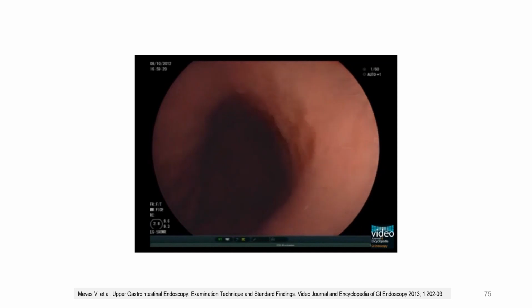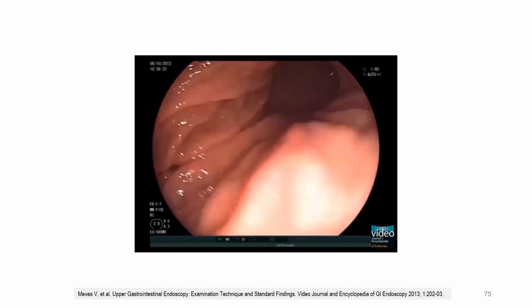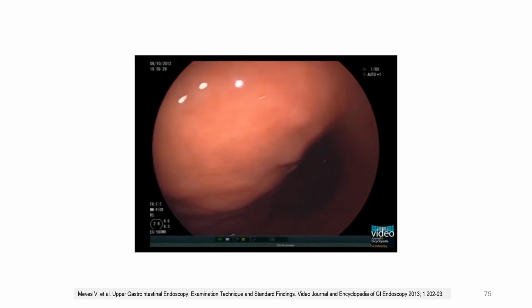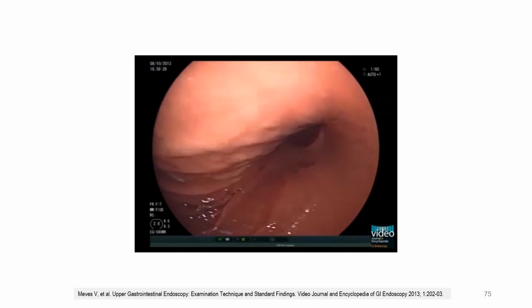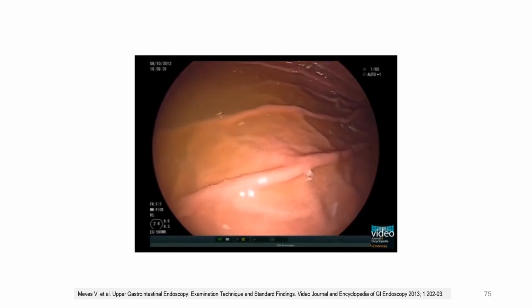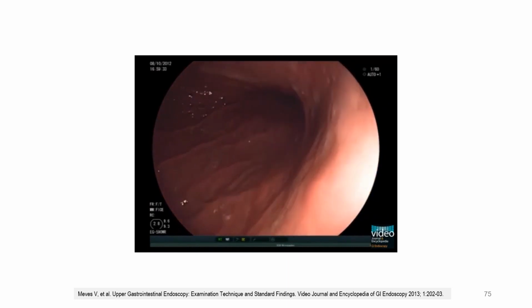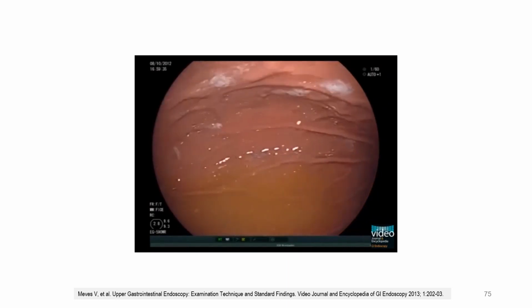Within the gastric body, continue the arc-like movements until the junctional area between the body and the fundus is reached. This is recognized by the appearance of the gastric lake, which, due to the elevation of the patient's head, is seen in the distal fundus, just above its junction with the body.